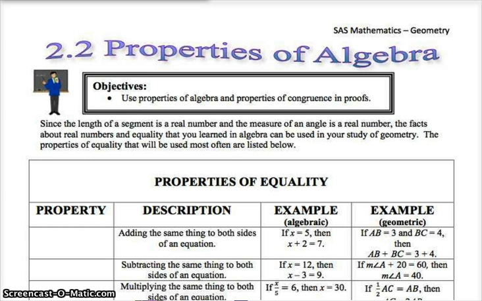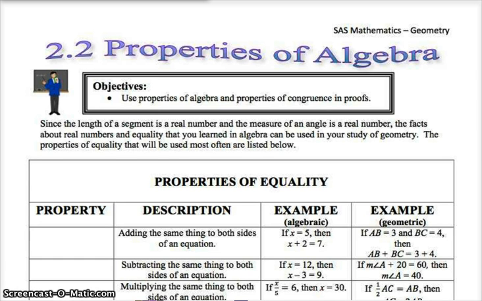Remember, Unit 1 incorporates both Chapter 1 and Chapter 2 of our geometry book. In Chapter 2, we're going to start with Section 2.2, and then we're going to backtrack to Section 2.1 next class, so you'll do that with your teacher in class.